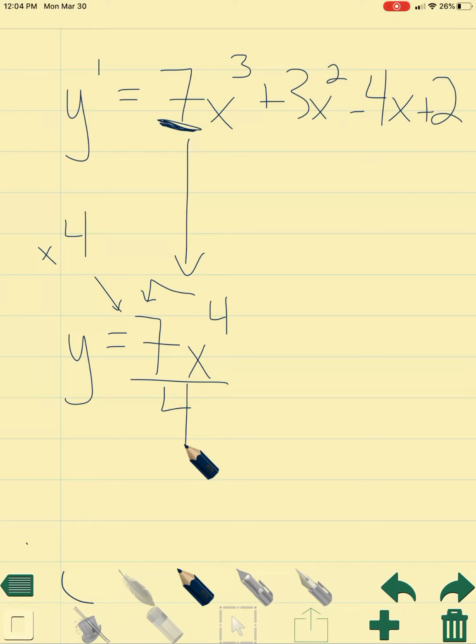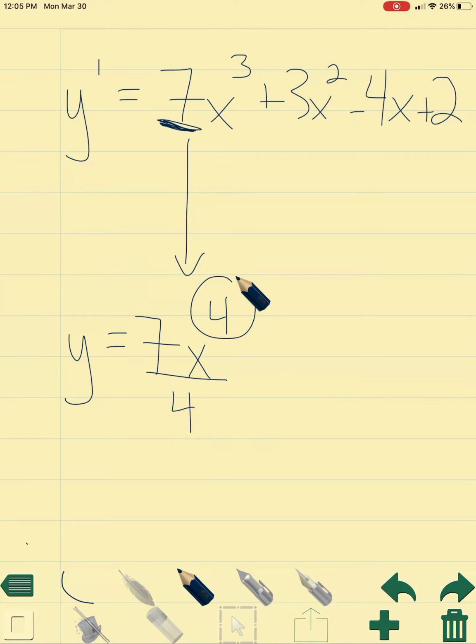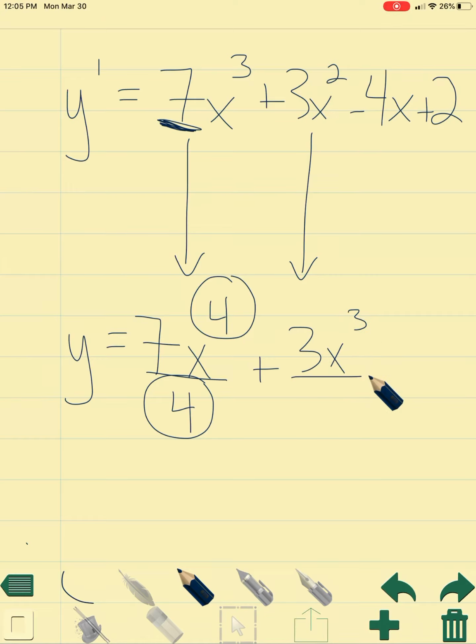Okay, so kind of think of that the other way. Rather than multiplying by 4 when we're deriving, what we want to do is take this 7x to the fourth and divide that by 4. What's kind of nice is that this number and this number should always be the same. So if we look at the next one, this 3x squared becomes 3x to the third over 3.